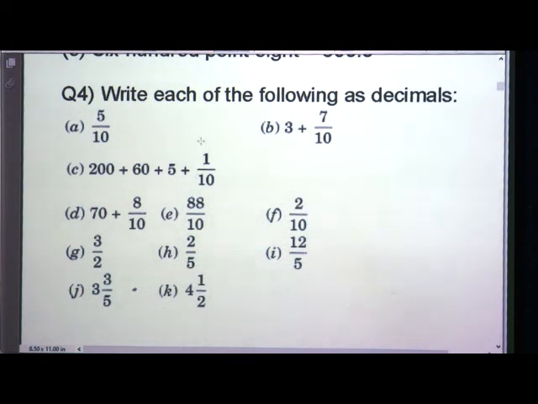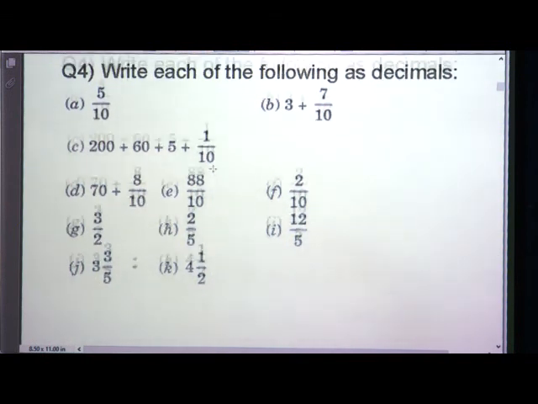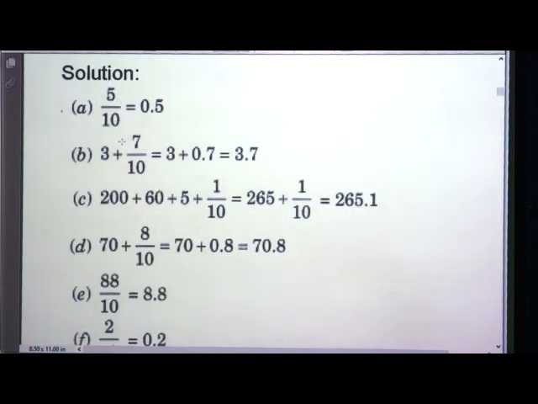Next, write each of the following as decimals. See, already these are given as fractions, we need to write them as decimals. 5 by 10 is 0.5. Next 3 plus 7 by 10, 7 by 10 is 0.7. So we get 3.7.